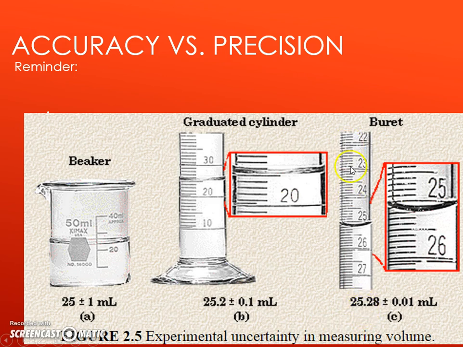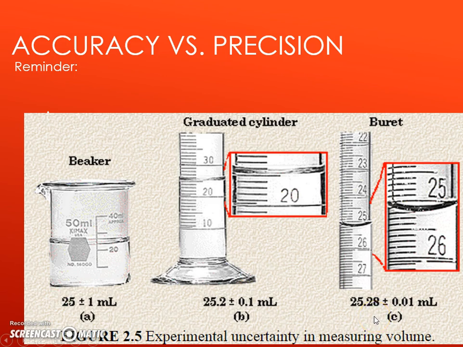Okay, and then here's a burette, and you haven't seen one of those yet. We will be using one later on this year. You've got to read these ones upside down, so watch out. Anyway, this will be 25.2. It is almost at the 3, so it's 25.28, and then you plus or minus the last one. This one is the most precise because it goes out the most decimals.